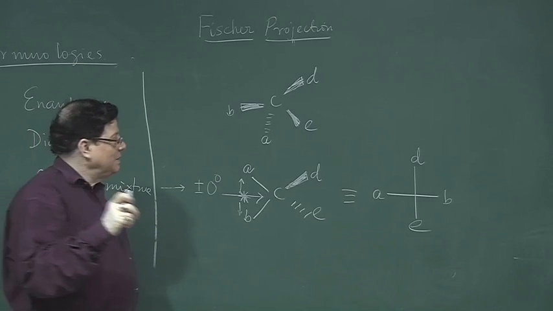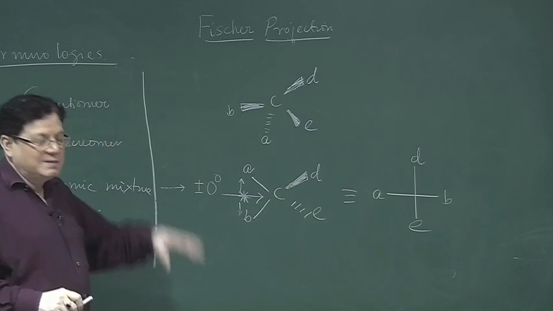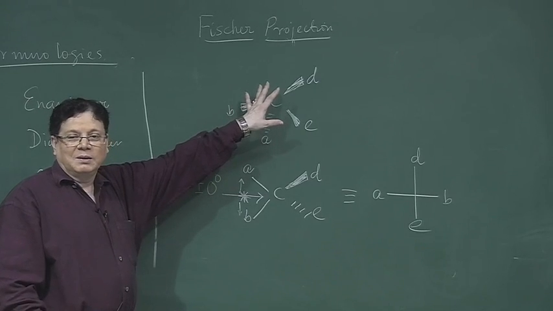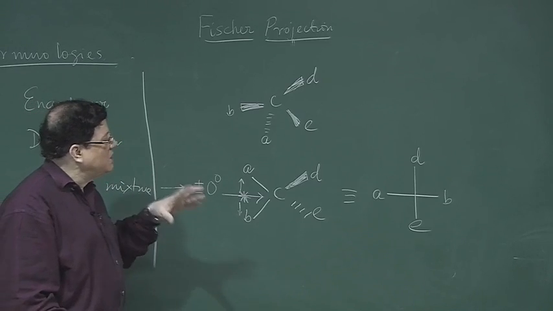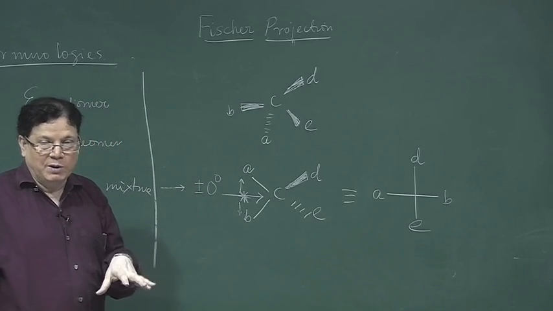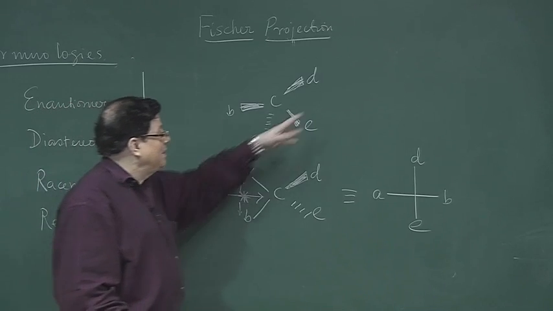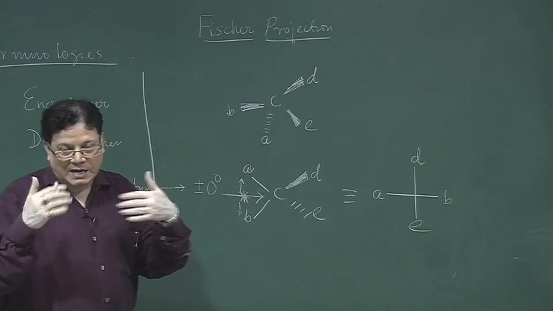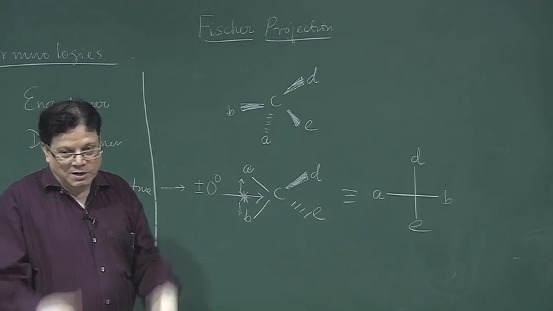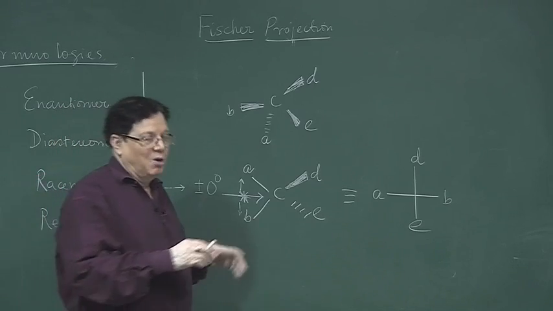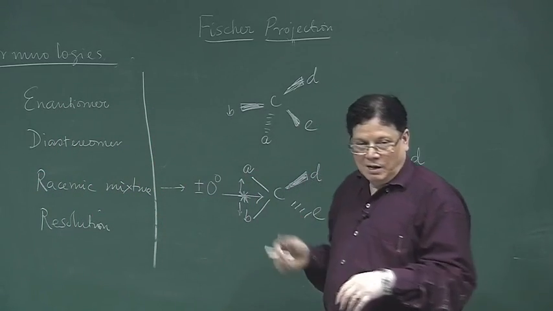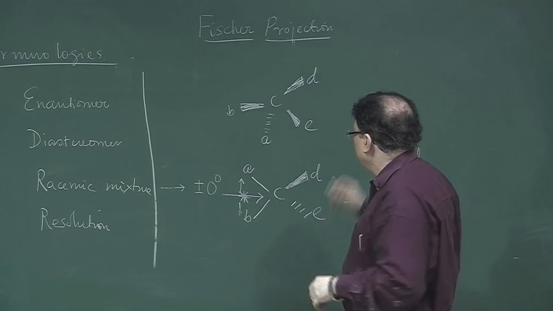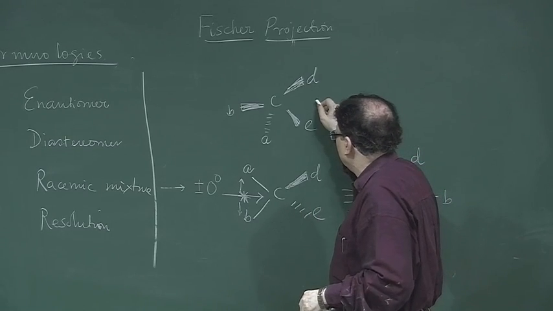Now, the simple way to do it, as I said, is not to turn the molecule. The best way is that the observer should position himself or herself in such a way that the molecule looks exactly like what it is before drawing the Fischer projection. That means the horizontal bonds should be above the plane and the vertical bonds should be below the plane. So, where should the observer place himself or herself?